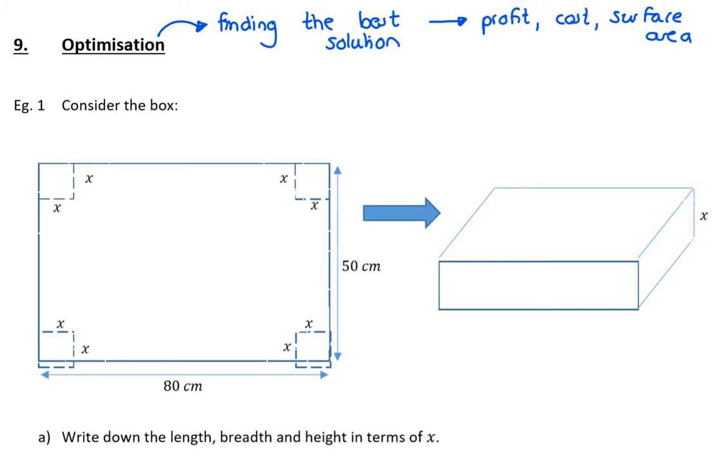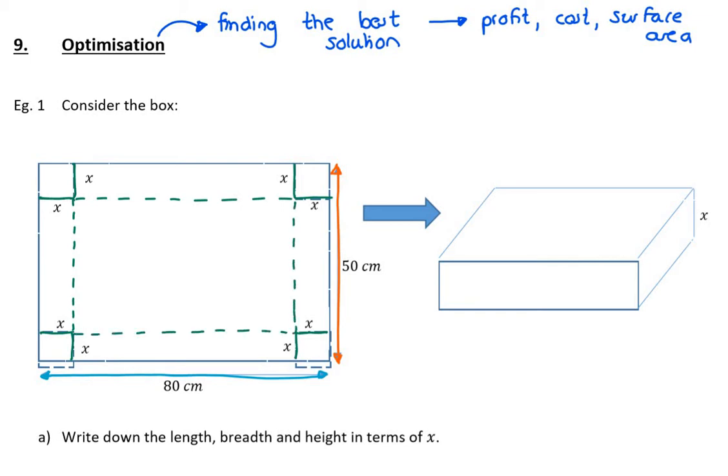So what we're going to do is do a couple of examples and then fill in notes as we go along. So this first question says, consider the box. Now what actually happened here is you had a piece of paper which had a breadth of 50 centimeters and then a length of 80 centimeters. In order to make it into a box, imagine this was a cereal box or something, they've cut out little squares, x by x centimeters, in each corner. By doing that, they've created a fold line in each of my dotted lines, and they can fold along my dotted lines and make a three-dimensional box.